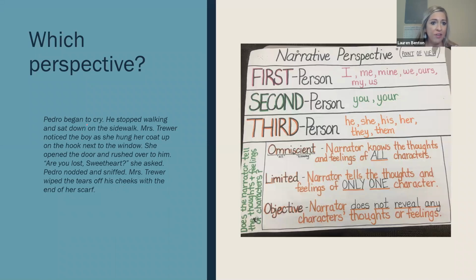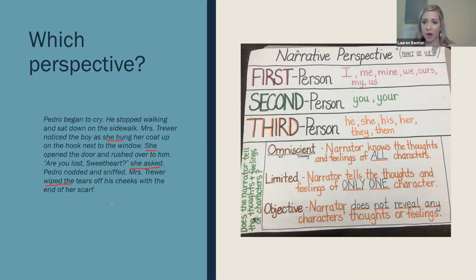All right, here's our last one. Pedro began to cry. He stopped walking and sat down on the sidewalk. Mrs. Truer noticed the boy as she hung her coat up on the hook next to the window. She opened the door and rushed over to him. Are you lost, sweetheart? She asked. Pedro nodded and sniffed. Mrs. Truer wiped the tears off his cheeks with the end of her scarf.